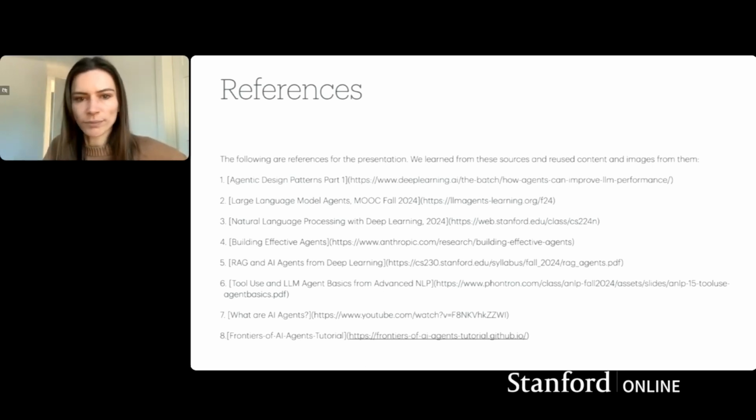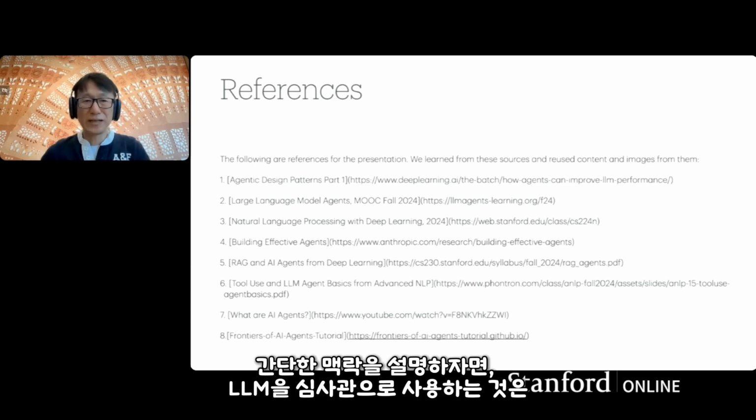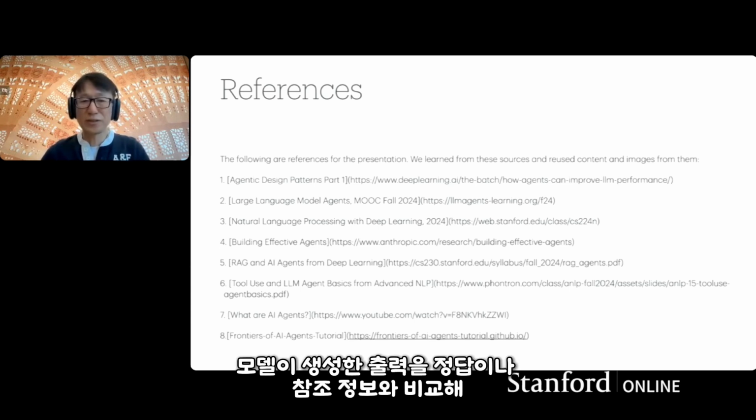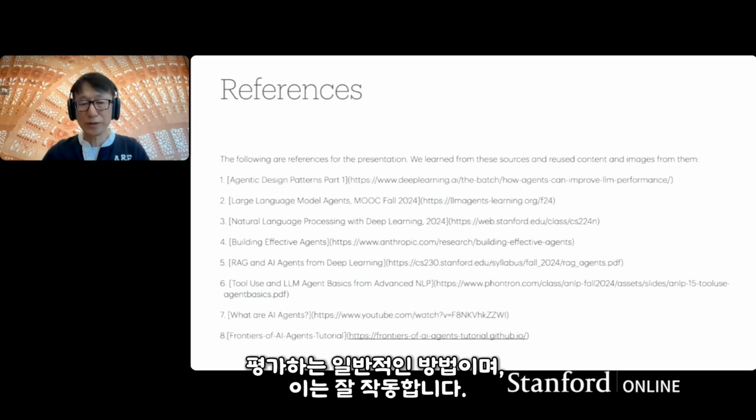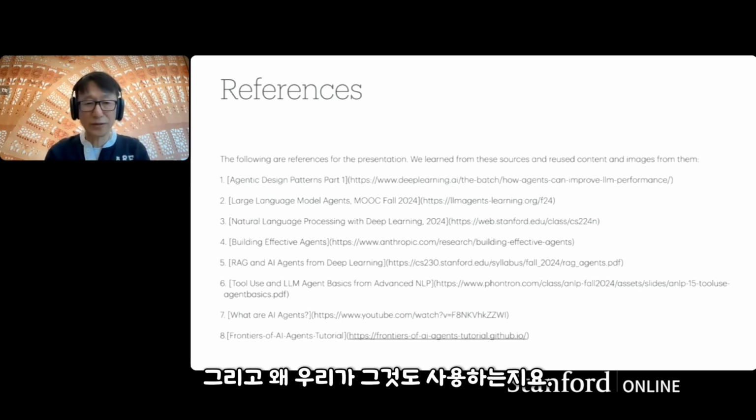Right. I think this is a great question. Just to give a quick context, LLM as a judge is a commonly used method where you use an LLM to evaluate the model-generated output against the ground truth answer or some type of reference information, which works great and is widely used. And we use that as well.